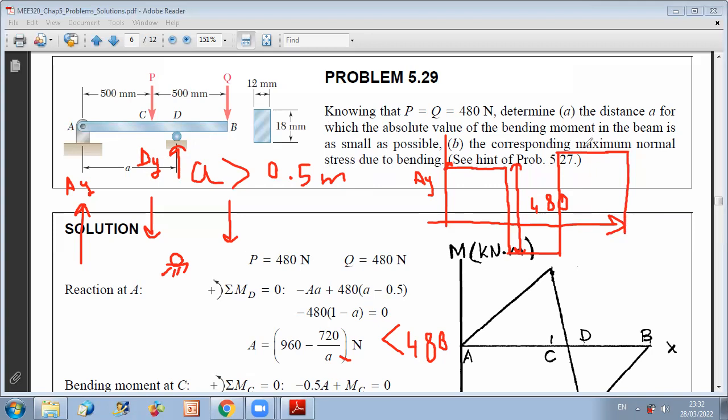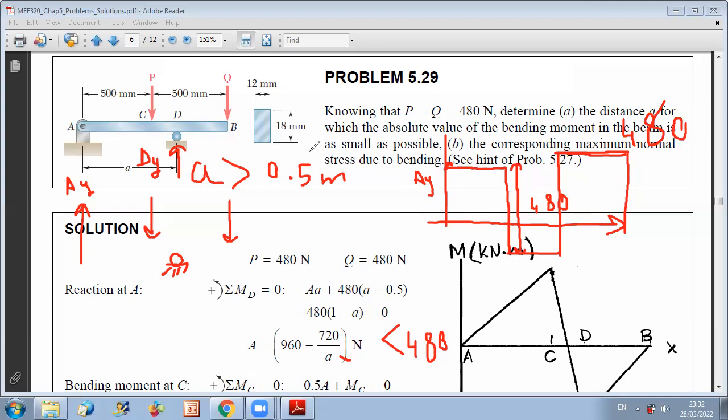So here the value at this level should be 480, because once you reach B, Q, the downward force will bring you back to 0. So this is your diagram, this is your diagram of shear. From your diagram of shear, you can deduce your diagram of moment.